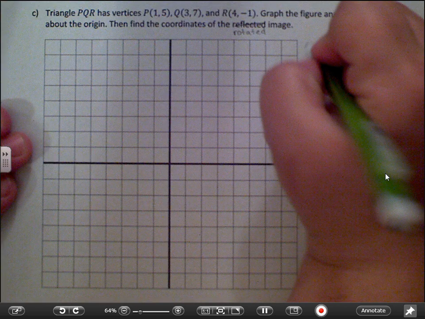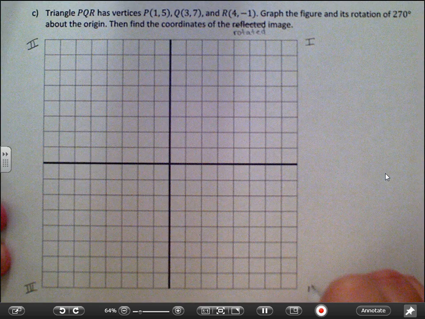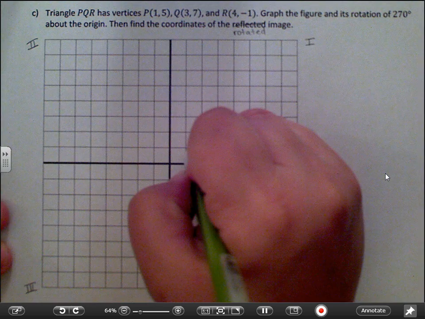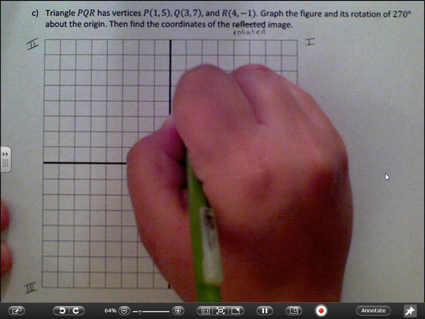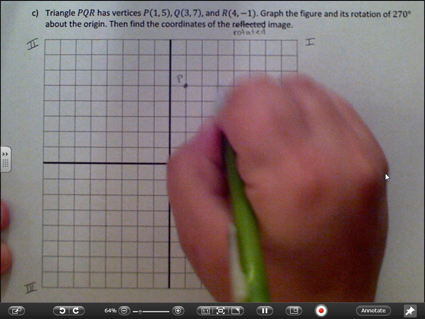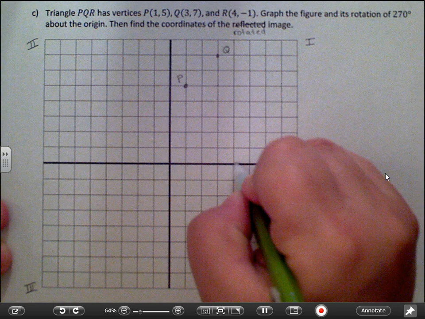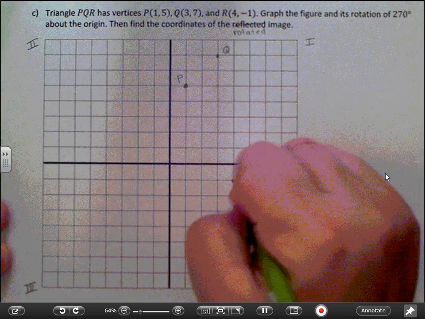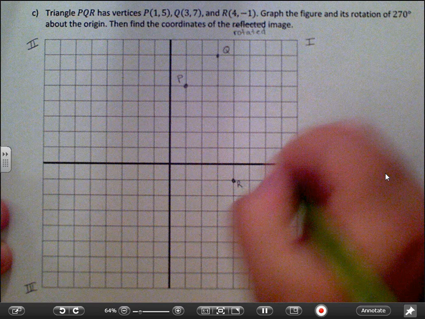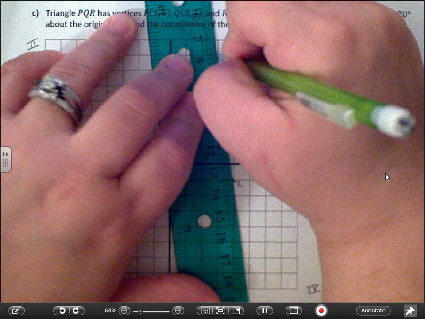So labeling my quadrants 1, 2, 3, and 4. P is at 1, 5. Q is at 3, 7, and R is at 4, -1. Connect your points to make your triangle.